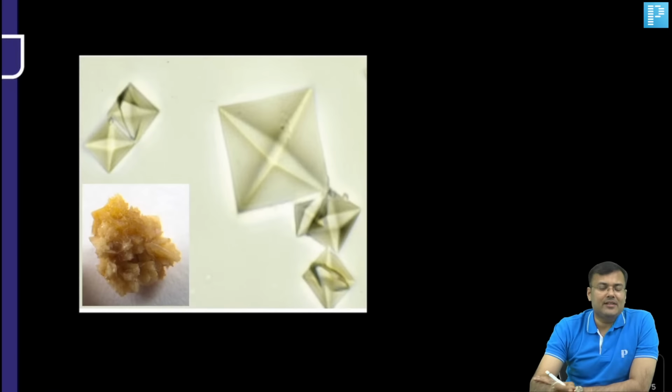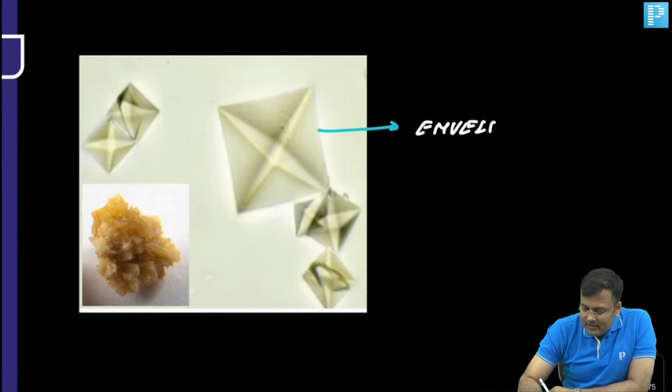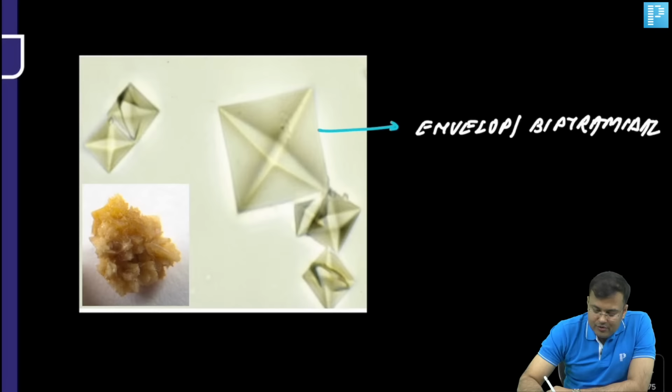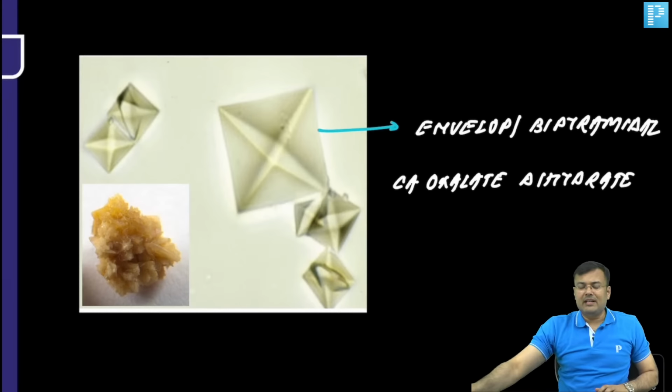Tell me, what is this crystal, guys? How does it look? The crystal looks envelope shaped or bipyramidal. Can you tell me in which stone this crystal is seen? Bipyramidal, and all of you know, calcium oxalate dihydrate. It is seen in calcium oxalate dihydrate. Clear?